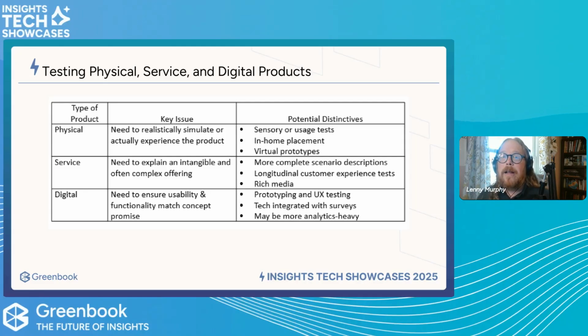If it's physical, there may be sensory tests, maybe in-home use tests. There could be virtual prototypes, depending on where you are in the process. If it's a service, you can usually do that in a more traditional quant or qual scenario with complete descriptions. You don't necessarily have to get into a prototype itself. There are also ways to do that longitudinally, like live betas. For digital, you're probably going to focus more on UX testing, because that's a significant piece, and it can also be integrated as you roll it out. So there are lots of options here, and that's what we're going to focus on right now.